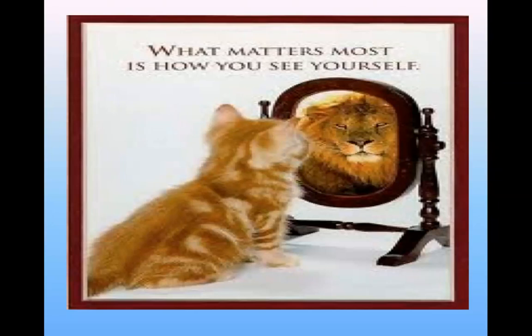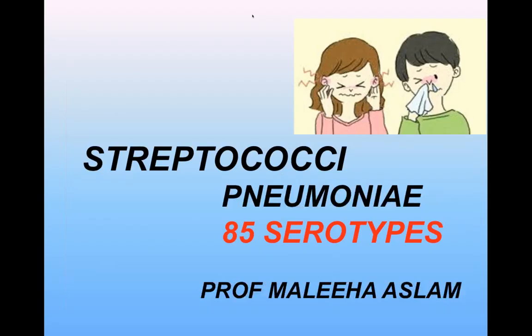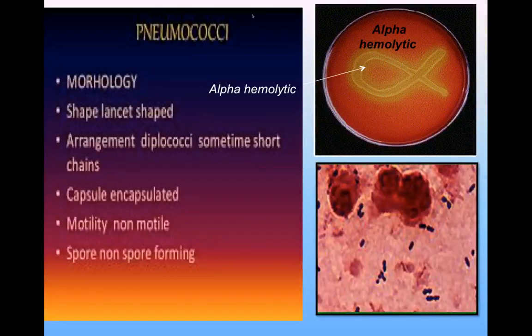In my previous lecture on Strep pneumoniae, I discussed the morphological features, clinical manifestations, pathogenesis, and the virulence factors associated with this bacteria. Today, I'm going to move on to its diagnosis, and before that, we will just go through the morphological features once again.